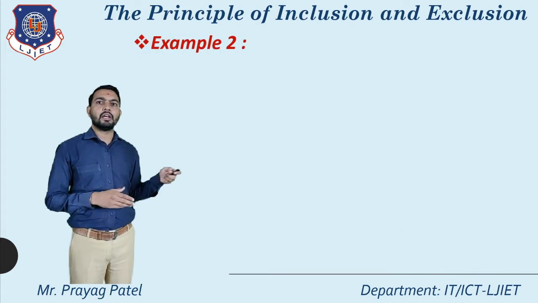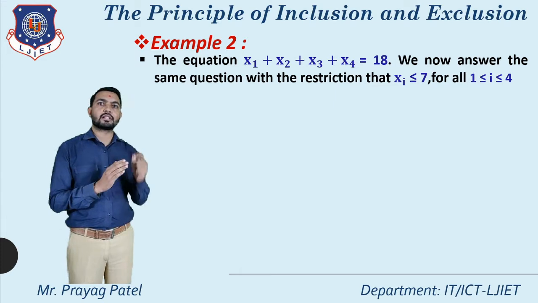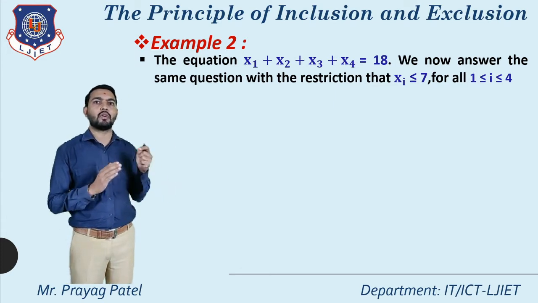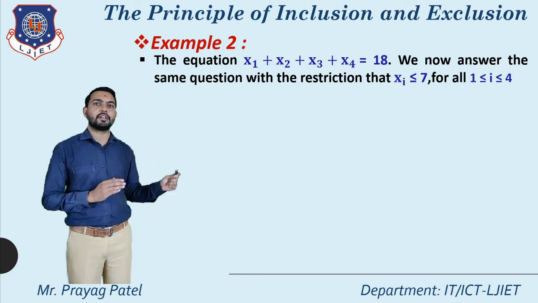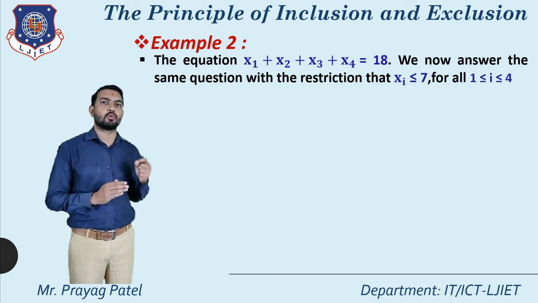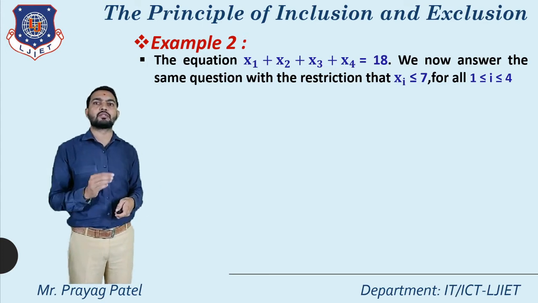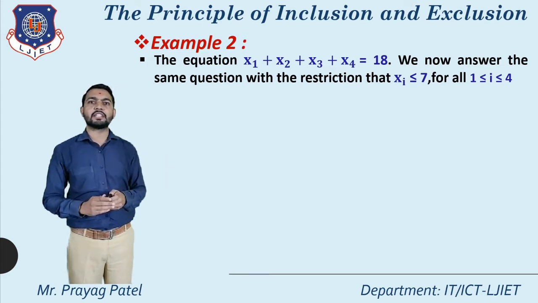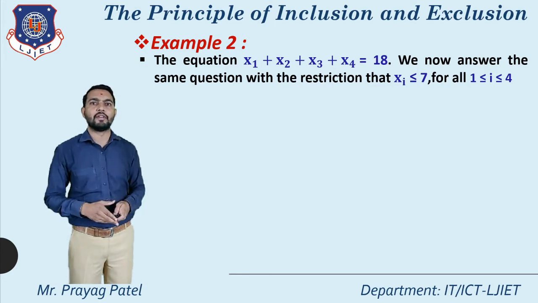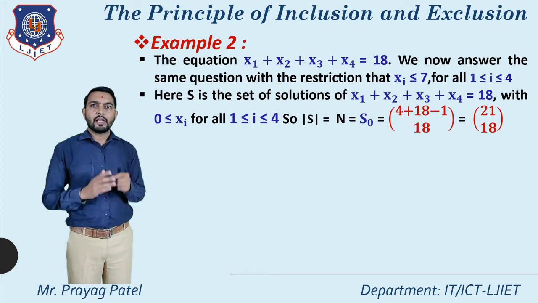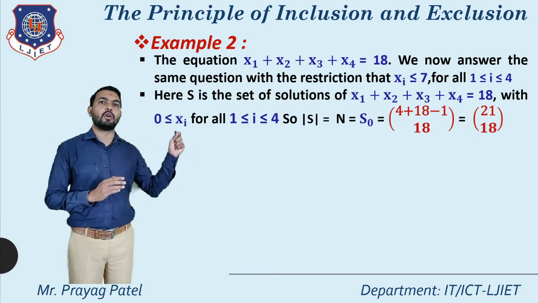So here we discuss another example, example number 2. The equation x1 plus x2 plus x3 plus x4 is equal to 18. We now answer the same question with the restriction that xi is less than or equal to 7 for all 1 less than or equal to i less than or equal to 4. That means each of x1, x2, up to x4 must be less than or equal to 7. Now here S is the set of solutions of x1 plus x2 plus x3 plus x4 equal to 18.